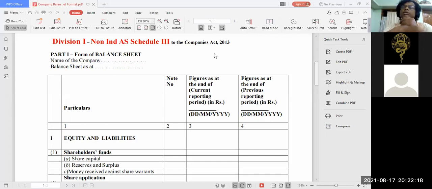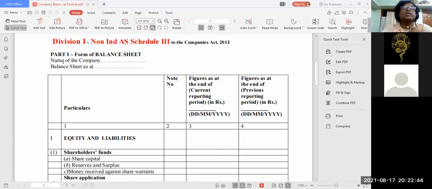Ind.AS कौन सी कंपनी में लगता है? Division 2 and Division 3. You keep on talking to me, then I'll be very happy. Now we are going to learn the Division 1 non-Ind.AS company. इसका बैलेंस शीट का फॉर्मेट देखो. Form of balance sheet, you have to write the name of the company. In your exam, maybe you have to write the format only. That much is there only.